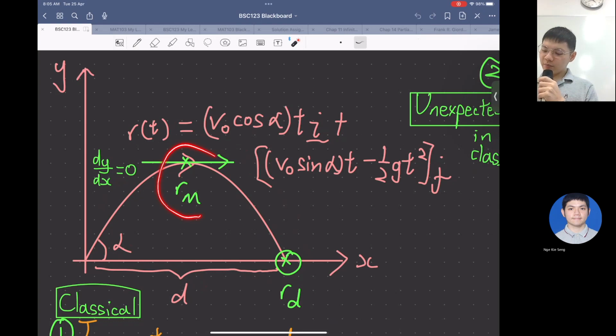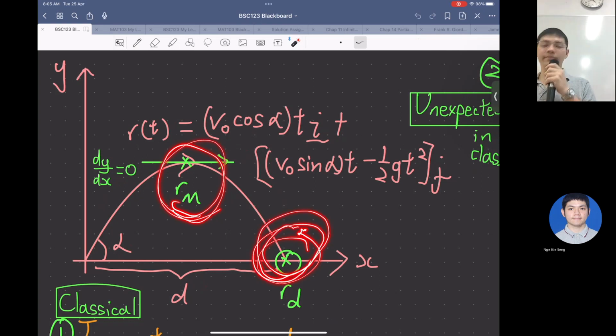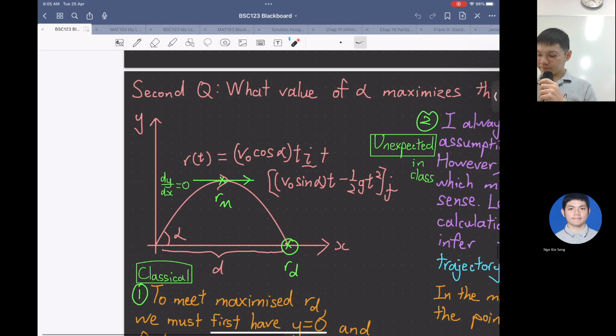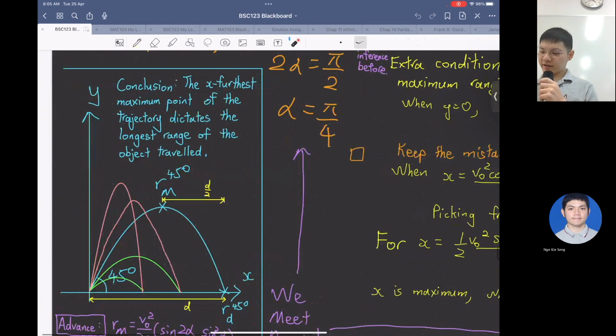Similarly, these 2 points might not have any connection to each other, right? One is the maximum, and one is the ending point of this parabola. But it turns out that the x coordinate of the range is 2 times the x coordinate of the maximum point. So why does it happen? Please read the explanation. And then there's one result here, maybe it's useful.